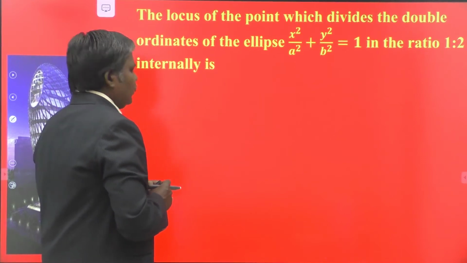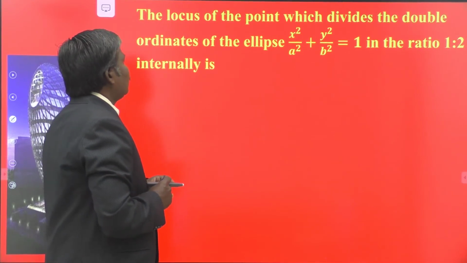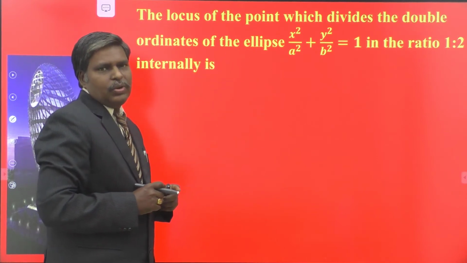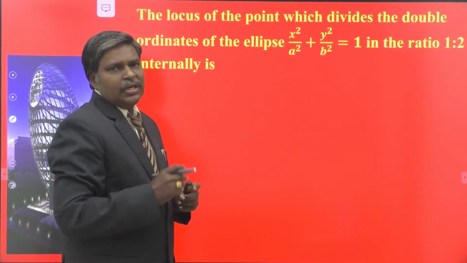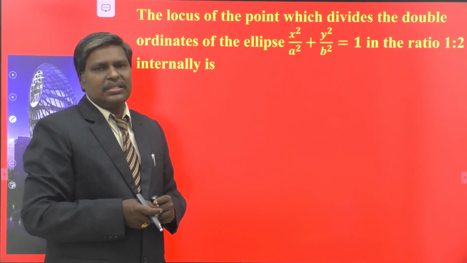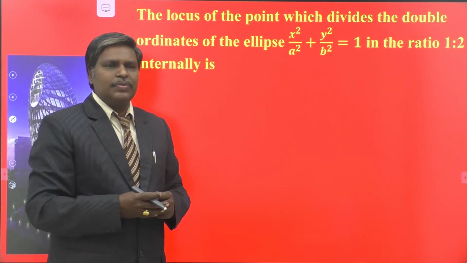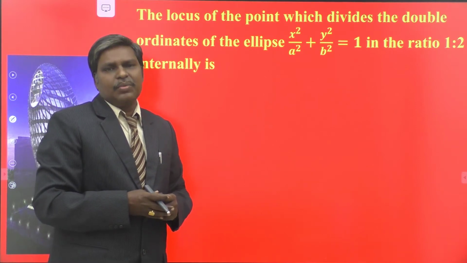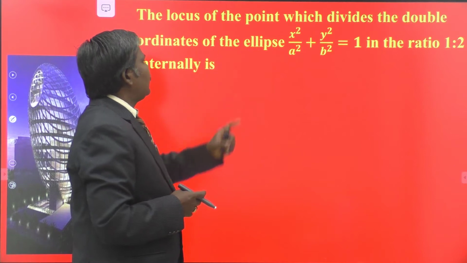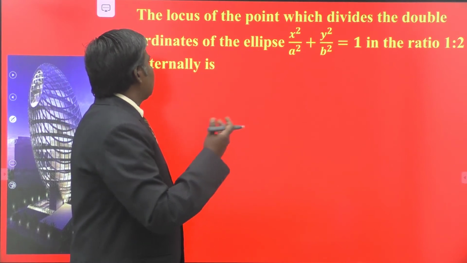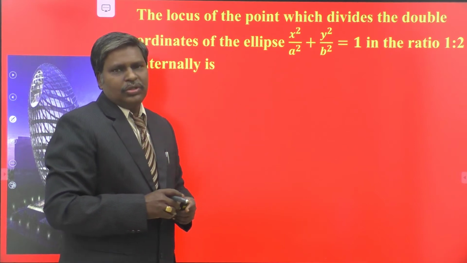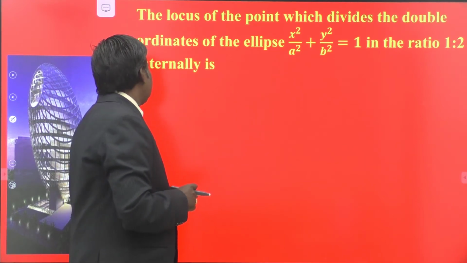Now let us see one more problem. The locus of the point which divides the double ordinate of an ellipse. What is meant by double ordinate? A double ordinate is a chord which is perpendicular to the axis, that is the major axis of your ellipse. So you can produce infinite number of double ordinates to any ellipse. So we have to find the locus of the point which divides a double ordinate of the ellipse in the ratio 1:2. We mean that is a trisection point.